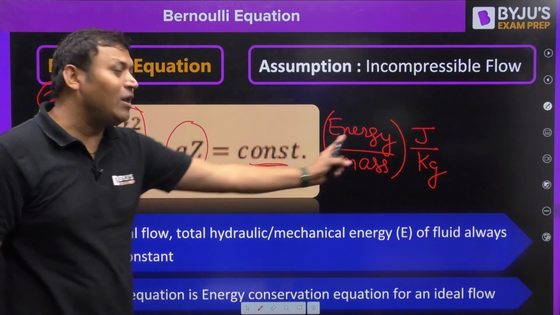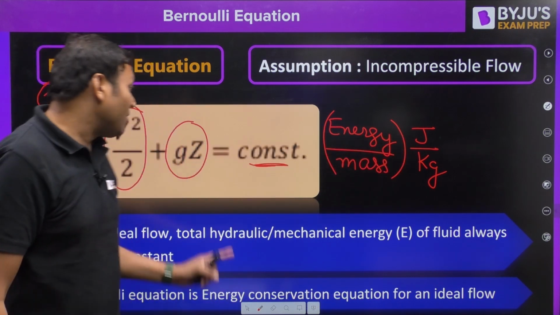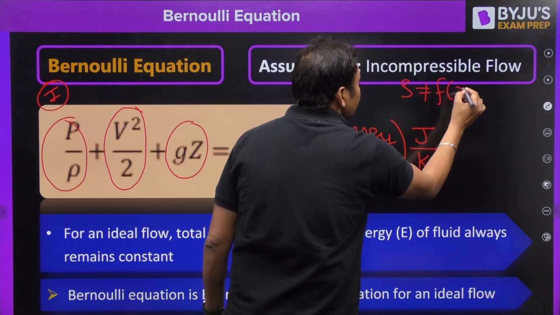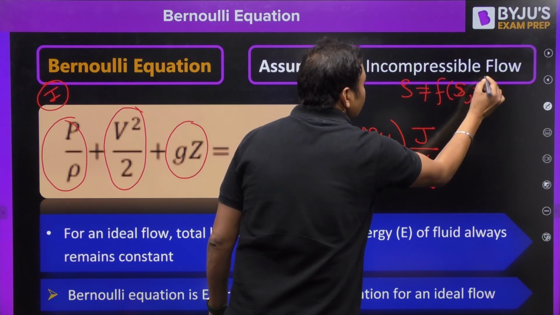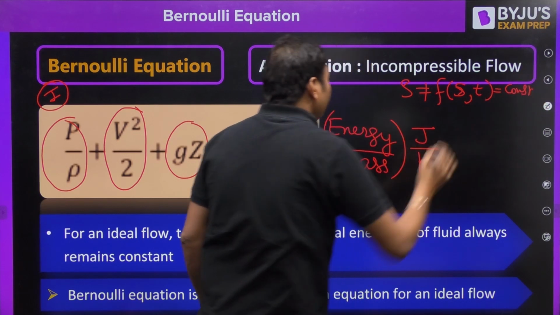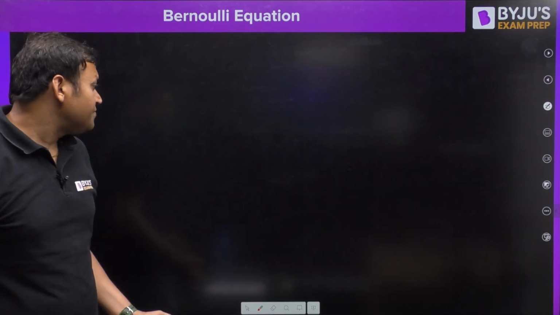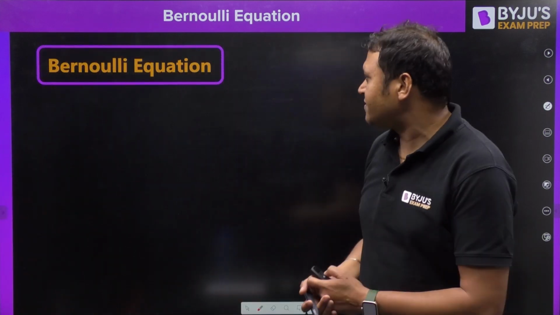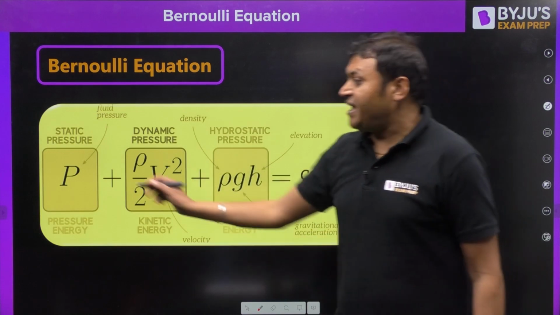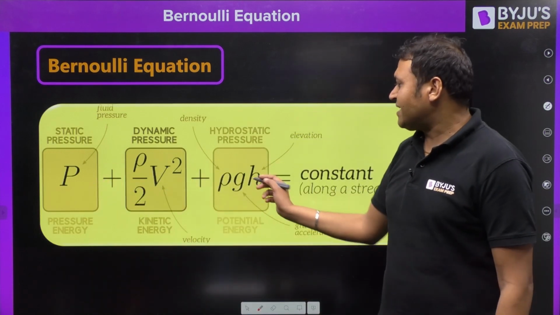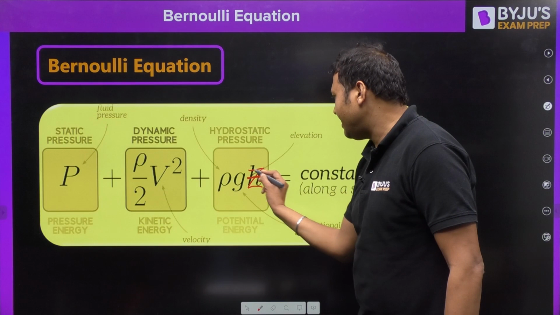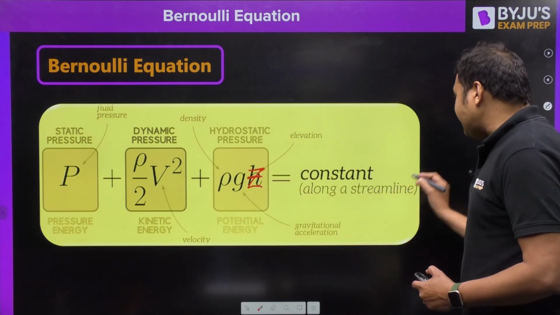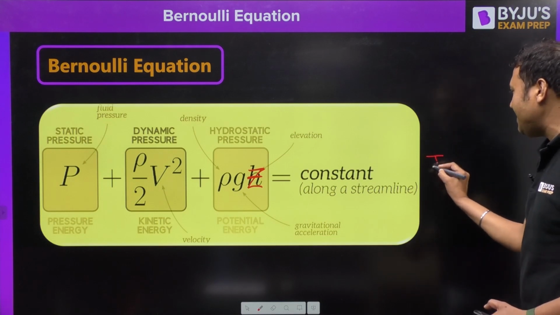If we multiply the whole equation by the density rho, because rho is a constant, then we get another way of representing the Bernoulli equation. That is P + rho V squared by 2 + rho g z, or we can call it rho g h, is equal to a constant. Each term represents energy per unit volume.